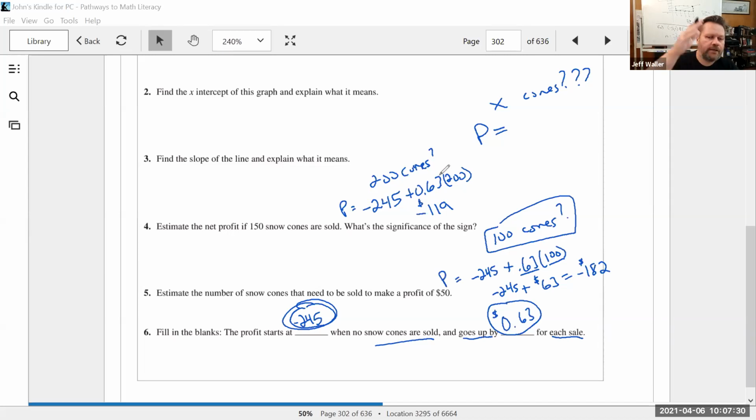Now capture the idea of what I'm doing. It doesn't matter if it's 100 or 200 or 300 or if it's 7. What do I always do to figure out my profit? I start at negative 245 and I plus 0.63 times X. There you go. I like it. That is the equation that governs my profit based on the number of snow cones. So this would be profit as a function of number of cones sold.